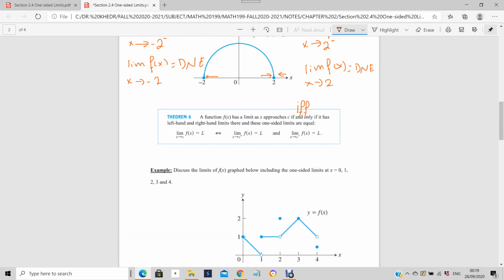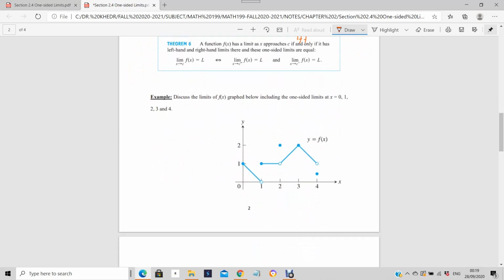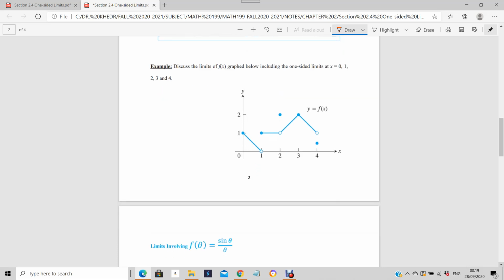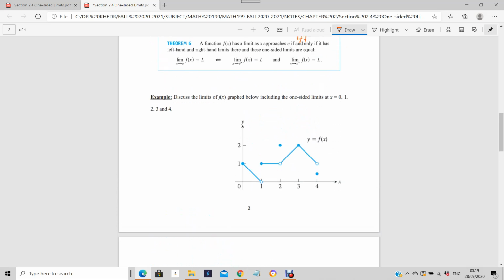So this is the theorem. Let's have this example. Discuss the limits of f of x graphed below, including the one-sided limits at x equals 0, x equals 1, x equals 2, x equals 3, and x equals 4. So let's see. At x equals 0, let's find the two-sided limits at x equals 0. This is x equals 0.